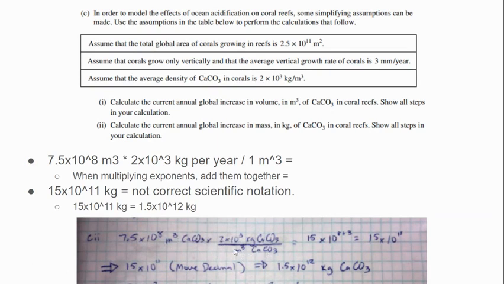7.5 times 10 to the 8th meters cubed calcium carbonate times kilograms per meter cubed. Meters cubed cancels out. Kilograms of calcium carbonate. All right, so that's 15 times 10 to the 8th plus 3, so 15 times 10 to the 11th. Now 15 is not appropriate. We need to move the decimal over 1 to make this smaller, which means we need to make the exponent a little bigger, right? So 1.5 times 10 to the 12th kilograms of calcium carbonate every year.